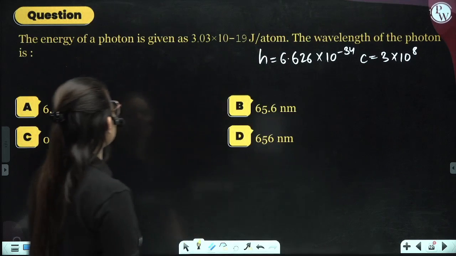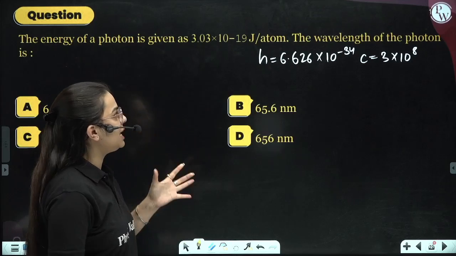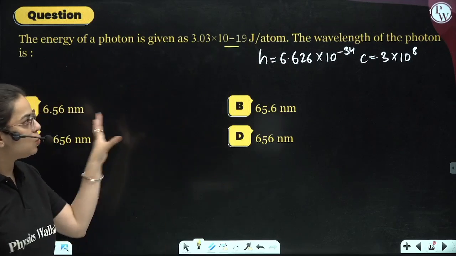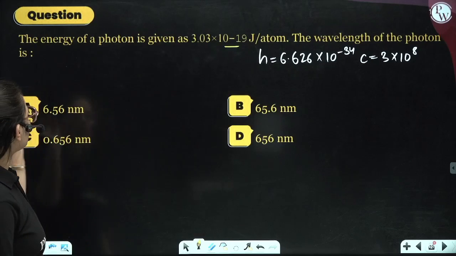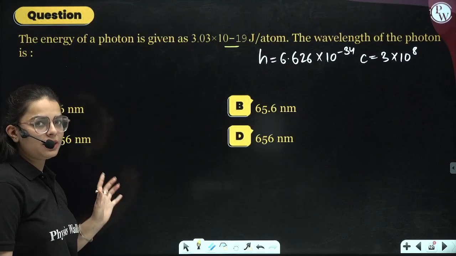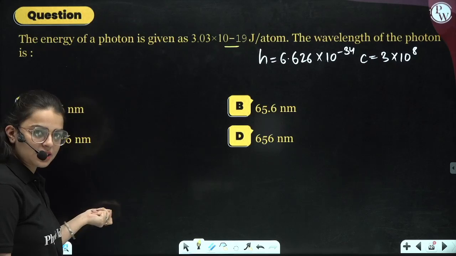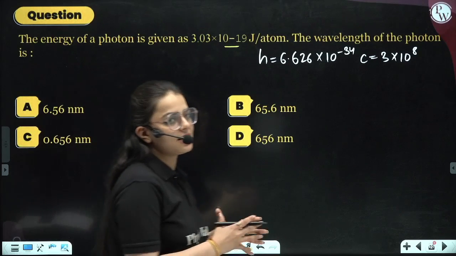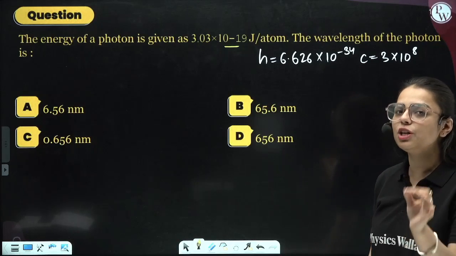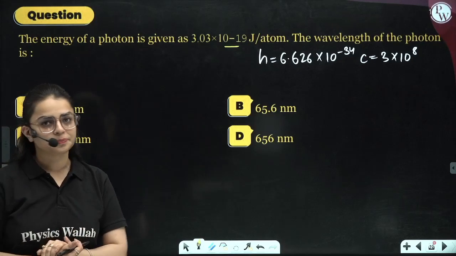The next question says that the energy of a photon is given as 3.03 into 10 raised to the power minus 19 joules per atom. The wavelength of the photon is, now you have four options. Option A is 6.56 nanometer, B is 65.6 nanometer, C is 0.656 nanometer, while D is 656 nanometer. So students, I am giving you 2 minutes to solve this question. You can pause the video and try it out, and then I will tell you how we need to solve it.